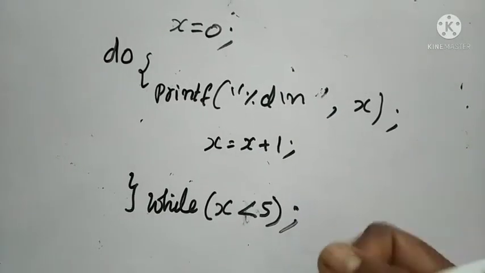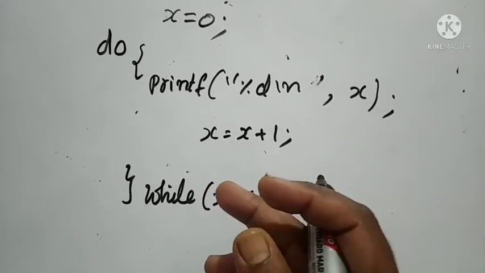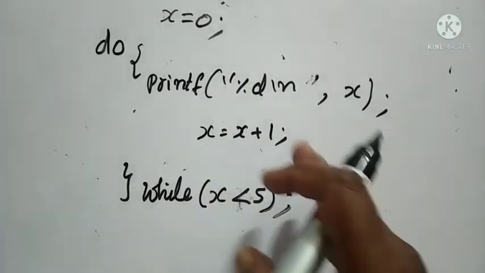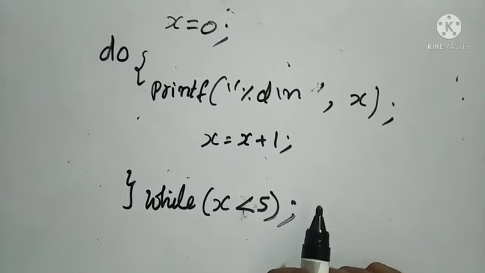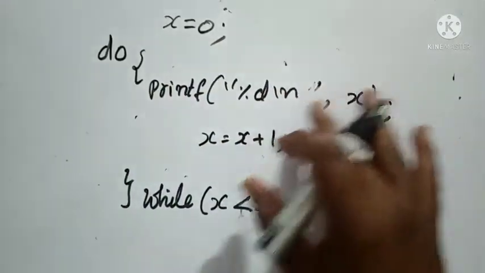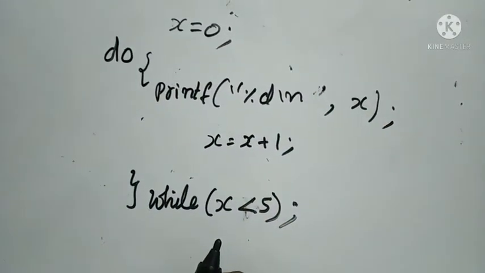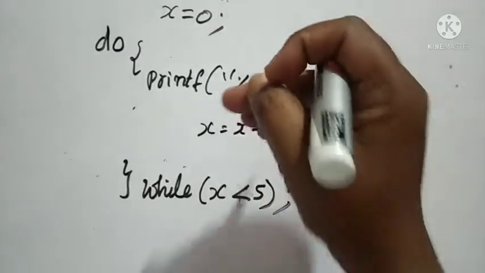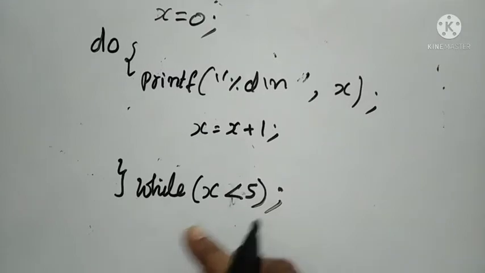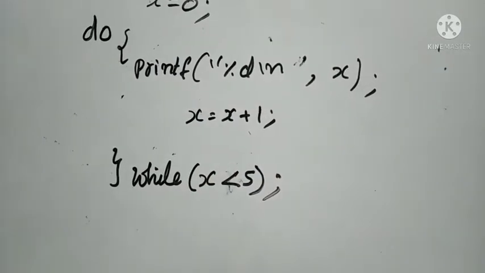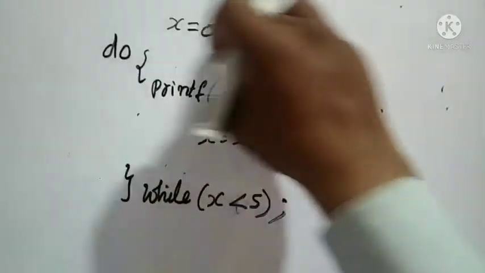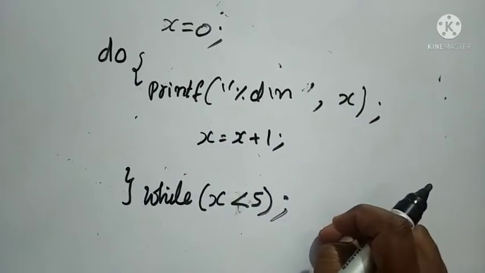So while and do while are both the same. The only difference is while will check the condition, then it will allow executing the instruction within the while. Here in do while, first it will execute the instruction whatever is inside the loop. Afterwards, before going out of the loop, it will check the condition. If the condition is not satisfied, it will come out of the loop. If the condition is satisfied, it will come back to the loop, meaning it will go for the next iteration.